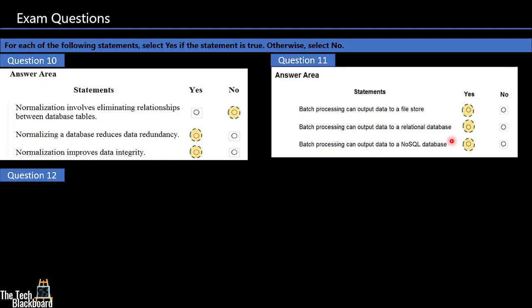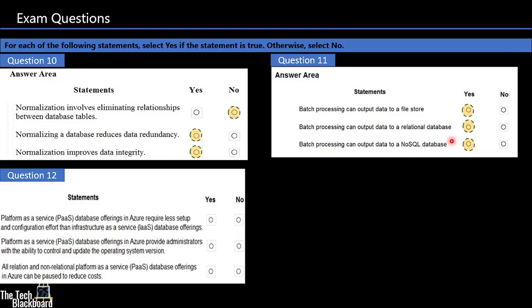Moving on to our question number 12. Question number 12 is related to a common Azure concept called PaaS, that is Platform as a Service, and IaaS, that is Infrastructure as a Service. So the first statement says Platform as a Service database offering in Azure requires less setup and configuration effort than Infrastructure as a Service.